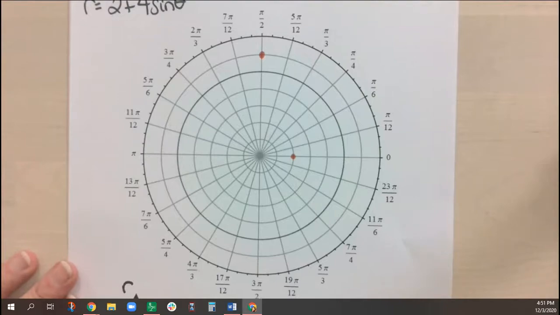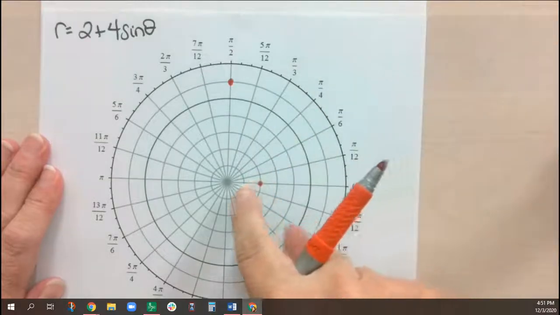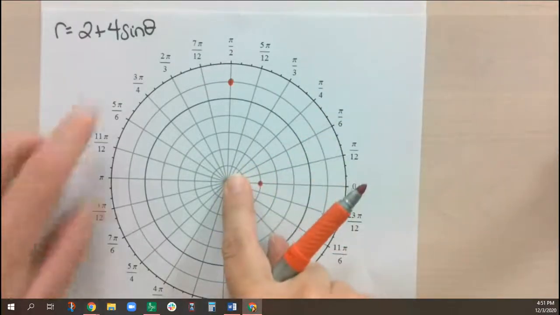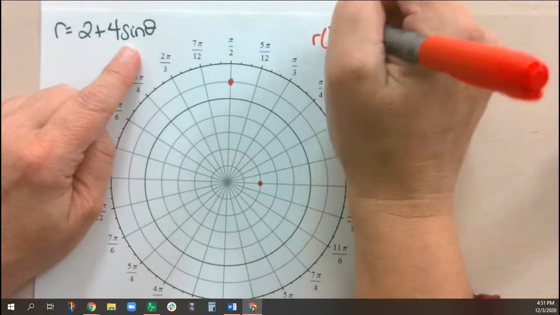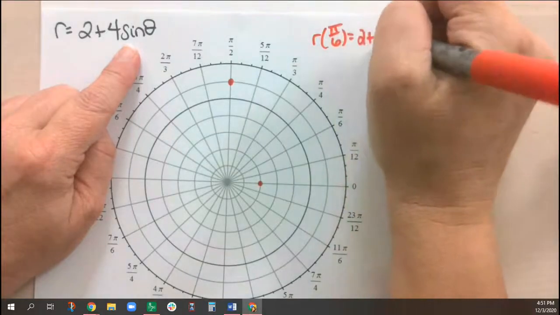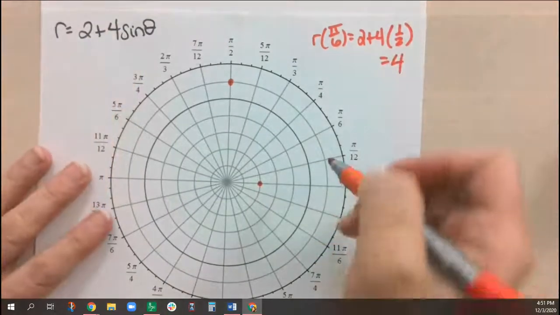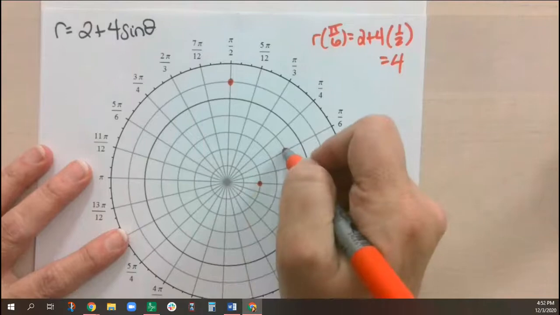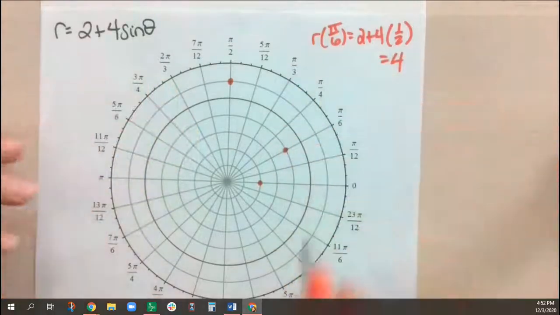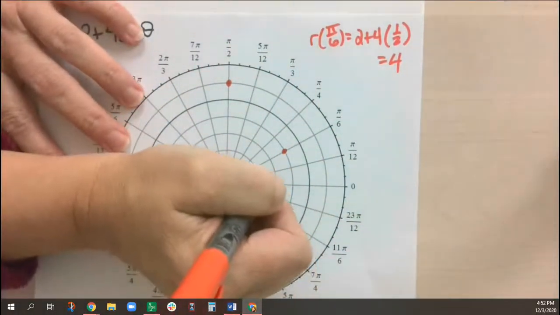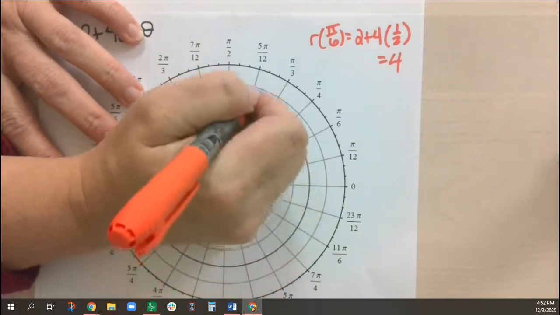Now we need to get that third point in there to help us get the shape of the graph. This time, the convenient point is going to be at pi over 6 because it's a sine function. Sine of pi over 6 is 1/2. So r of pi over 6 is 2 plus 4 times 1/2, which would be 4. So on the pi over 6 spoke, there's our helpful point there at 4. And so our curve is going to look like this.